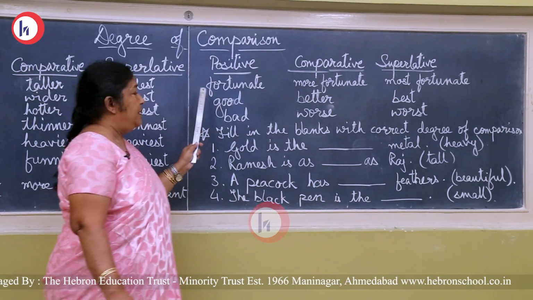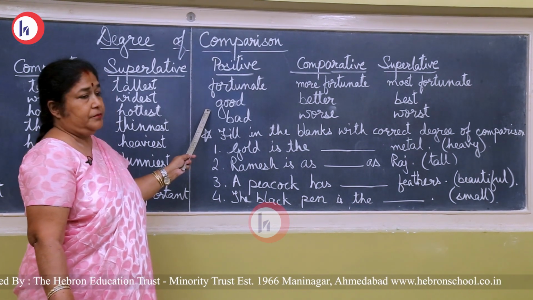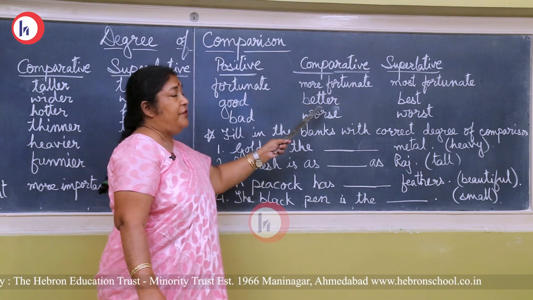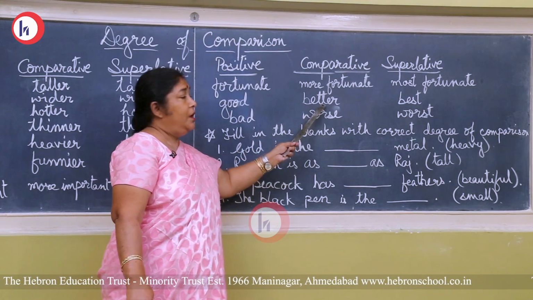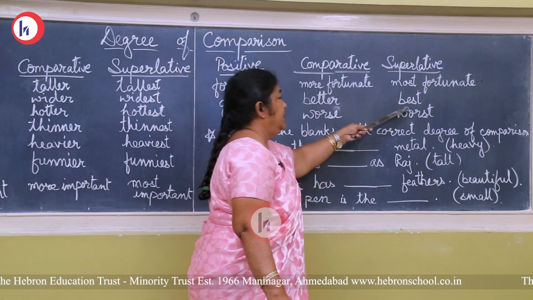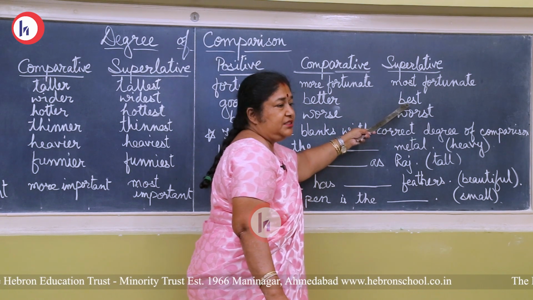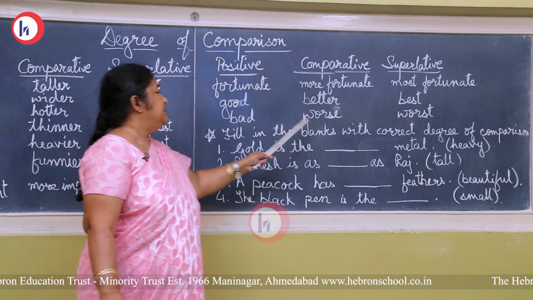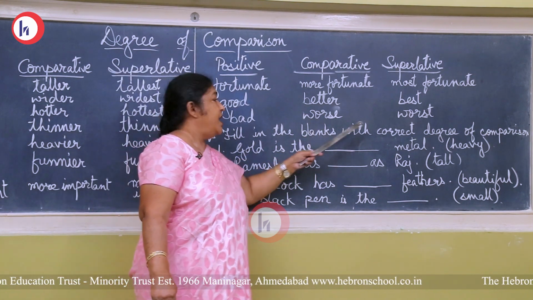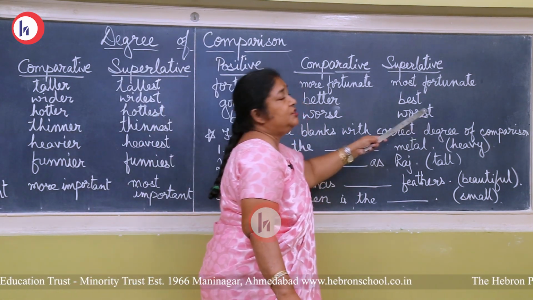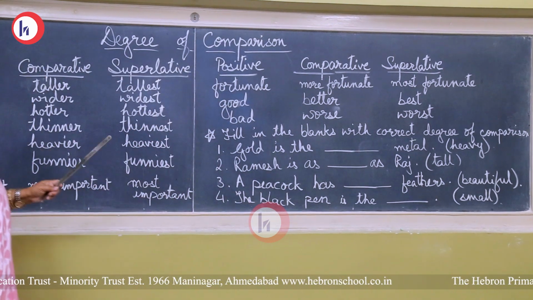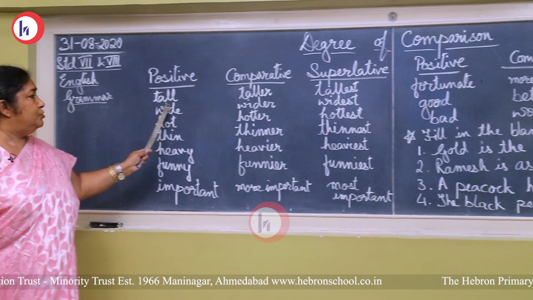But there are some exceptions like good. He is a good boy. His friend is better than him. And best is, he is the best child of the class. Bad becomes worse in comparative and worst in superlative. Now, let's make some sentences. Let's talk about tall.